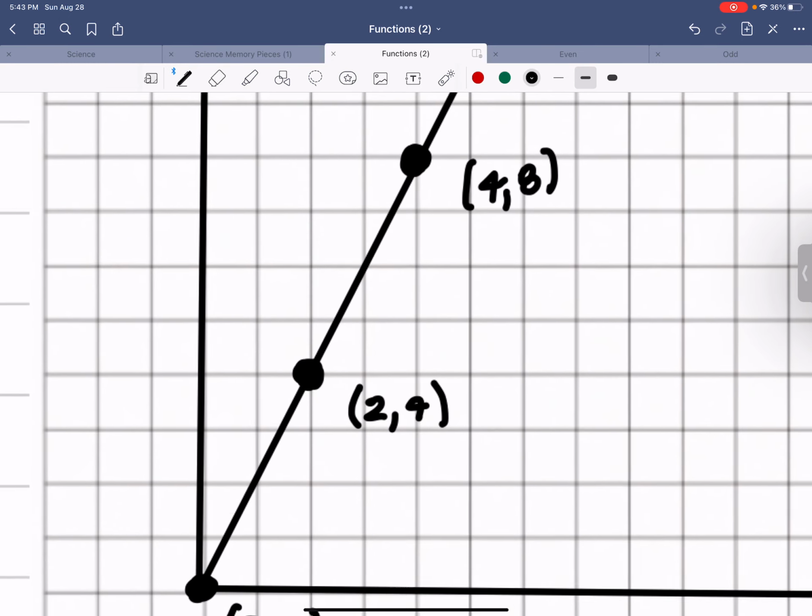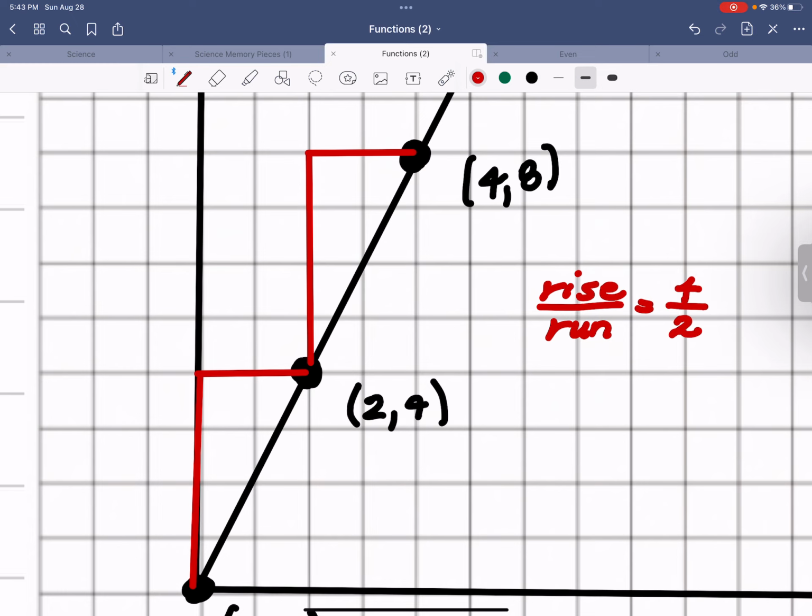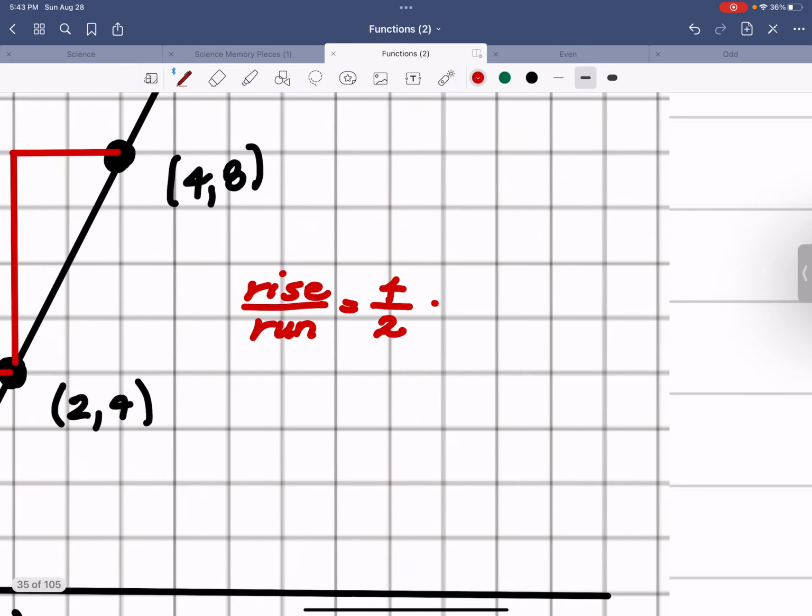So let's calculate our slope using rise over run. You don't have to do the formula. You can if you want to. But we know that we rise 4 units and we run 2. We rise 4 and we run 2. So the slope using just rise over run is 4 over 2, or 2 over 1, or 2.